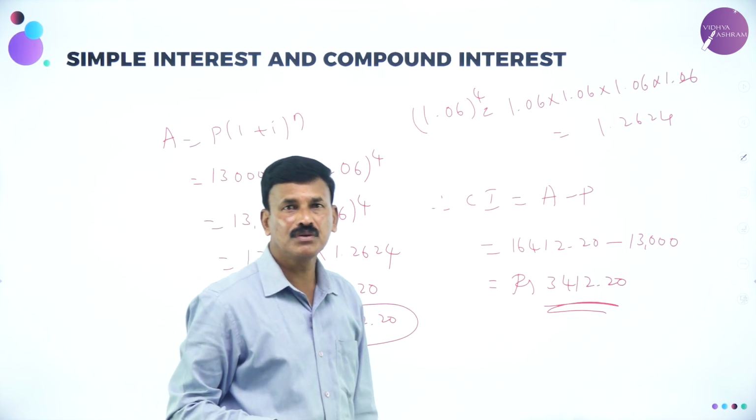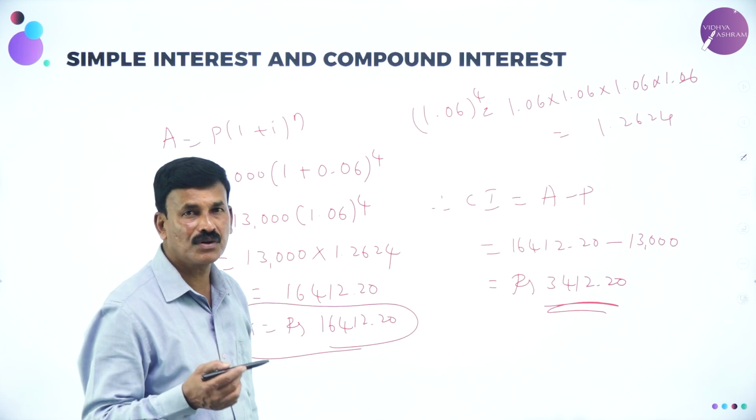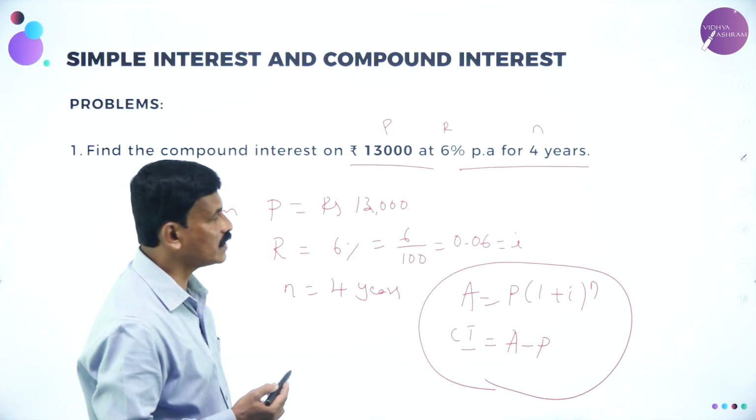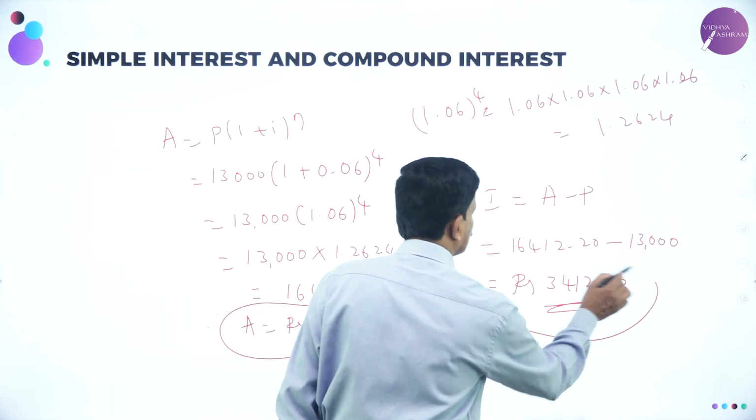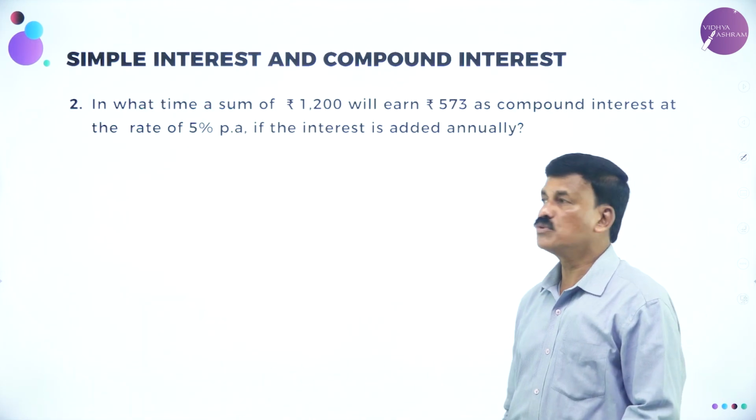That's it. Hope you followed. Okay. Hence, therefore, the compound interest for rupees 13,000 for 4 years at the rate of 6% is 3,412.20. That's it. Now, let us move on to the next problem.